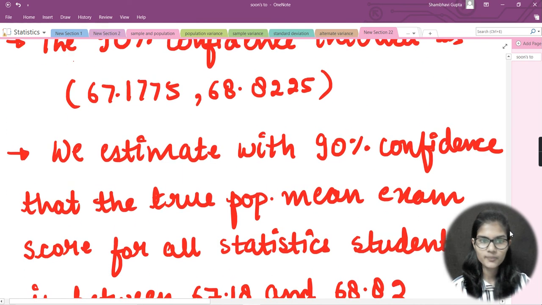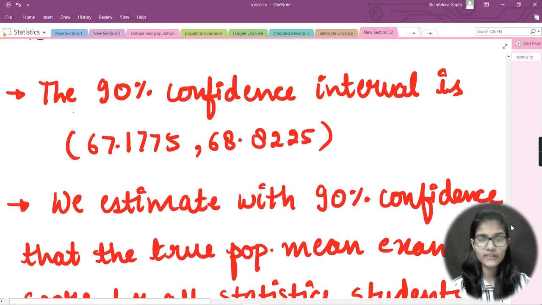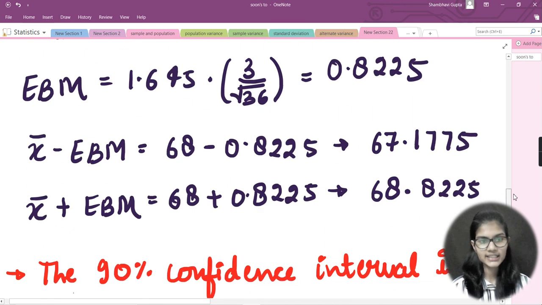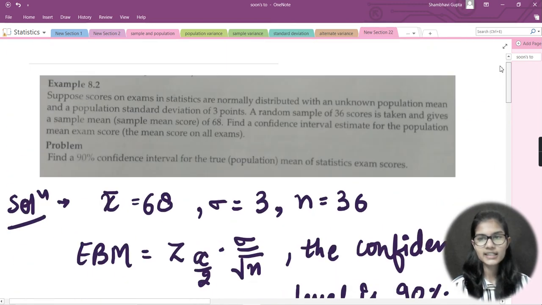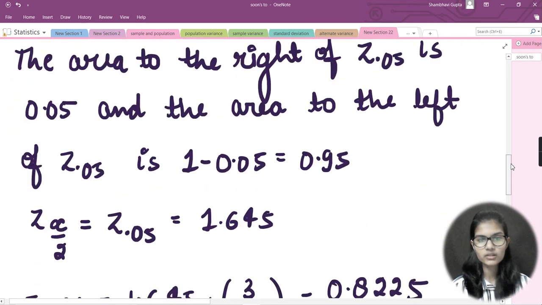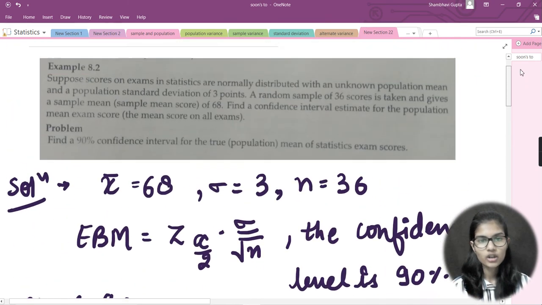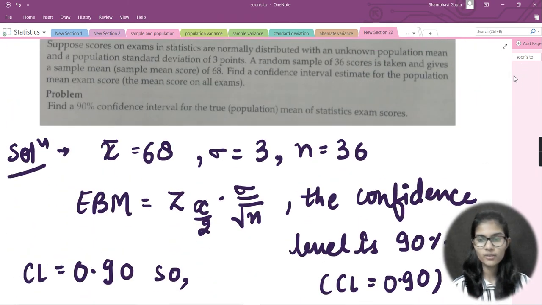These were the values which we found here, that the 90% confidence interval is between this and this range, that is x bar minus EBM and x bar plus EBM. This is how we solve a question for finding out the confidence interval. I hope I made this very clear to you, and that you practiced the question with me.